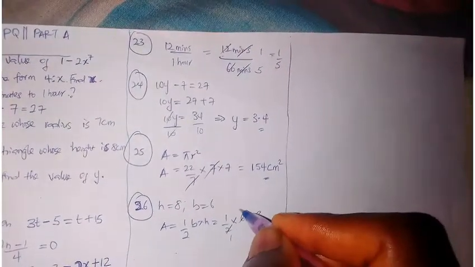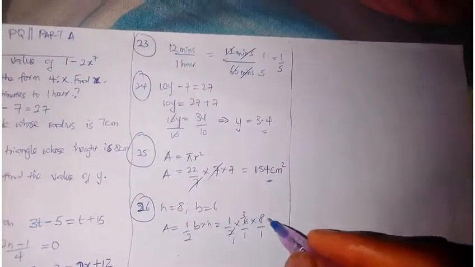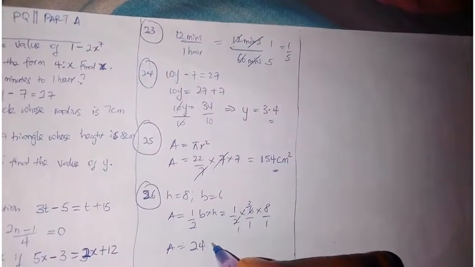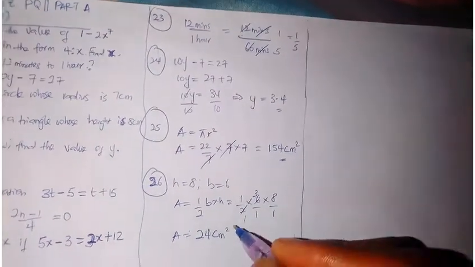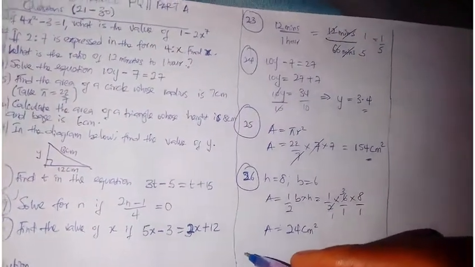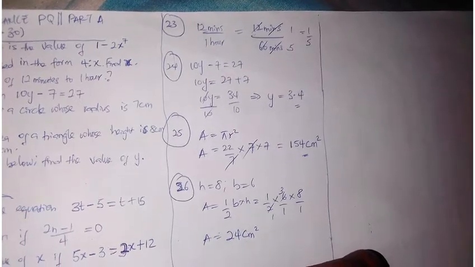2 here 1, 2 here 3. This is like over 1/1. So 3 times 8 is 24 centimeter squared. Okay, so remember, the unit of my area is squared. It's always squared, either centimeter square or meter square.